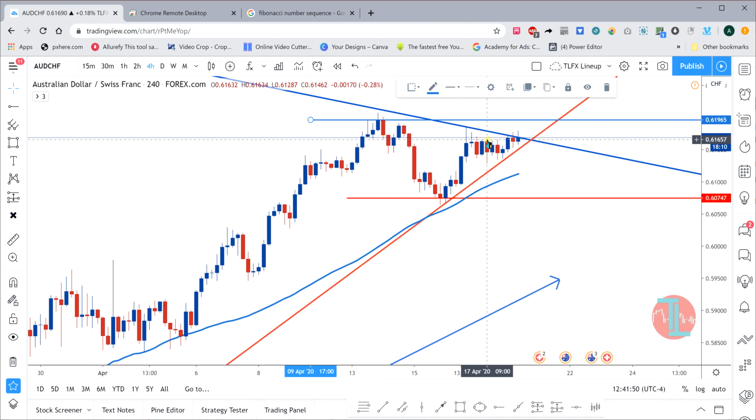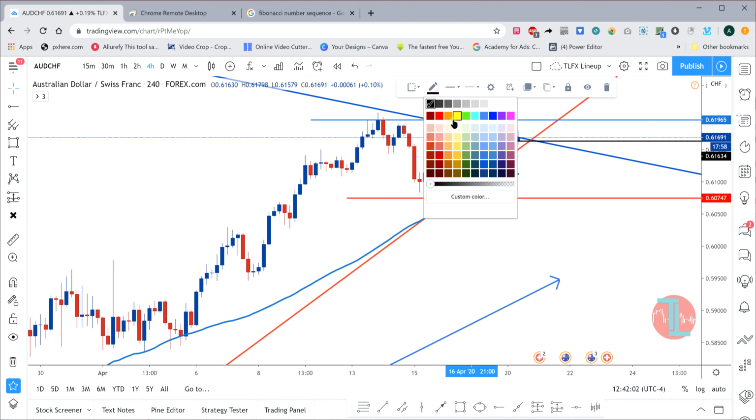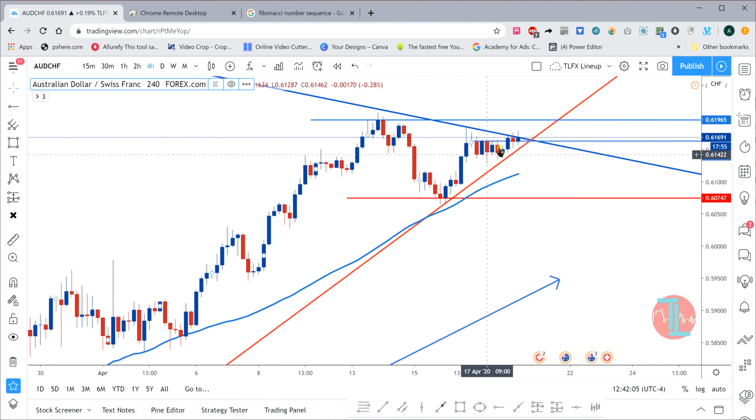Alright, this one here, you can see that we have some resistances in here. And we've had a breakout above those resistances, which gives us a little bit more confirmation that we're going to continue in our bullish move. But we got to break above this trend line too. Right? Breaking above the trend line is going to give us the momentum that we need to continue going.